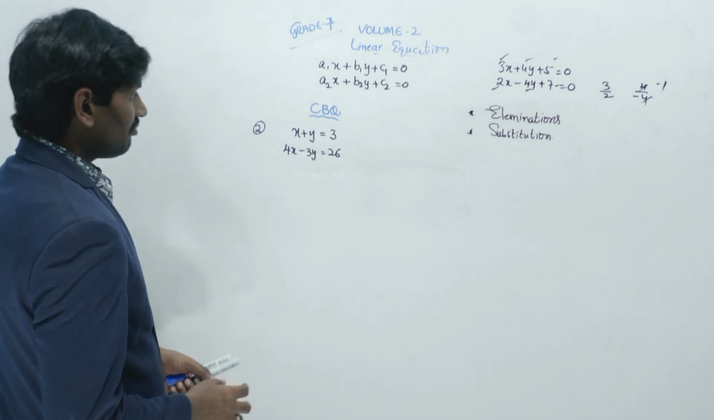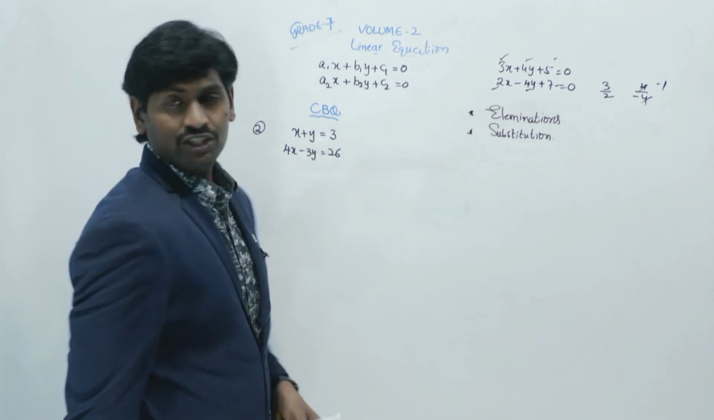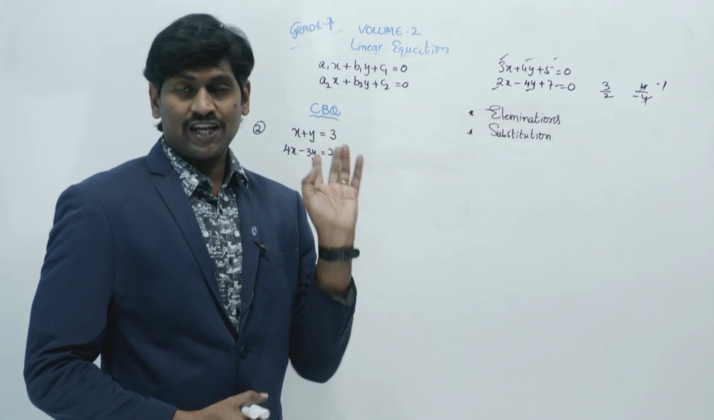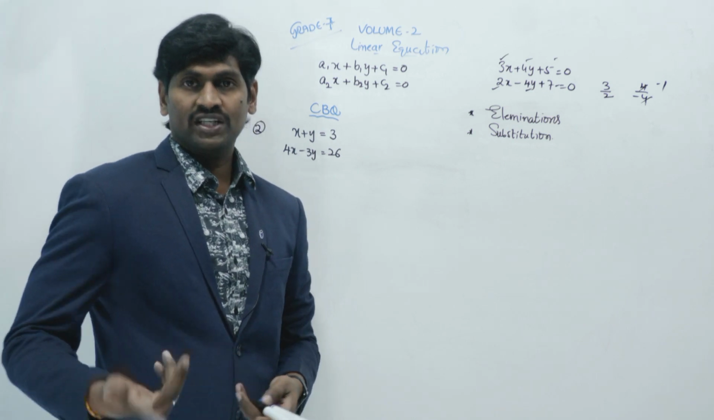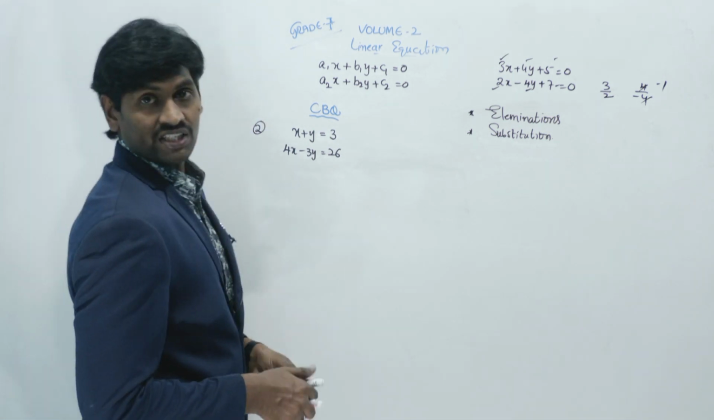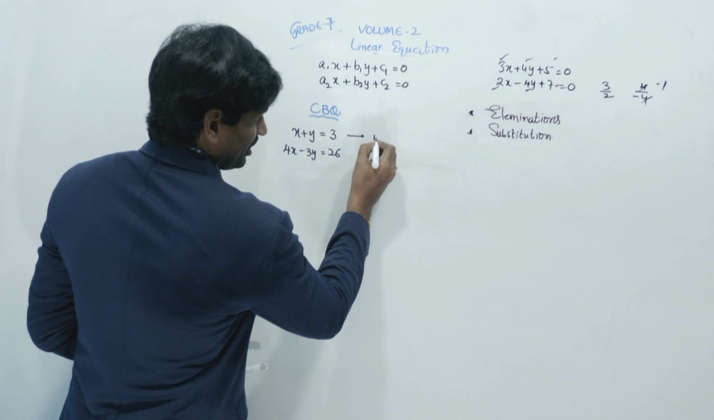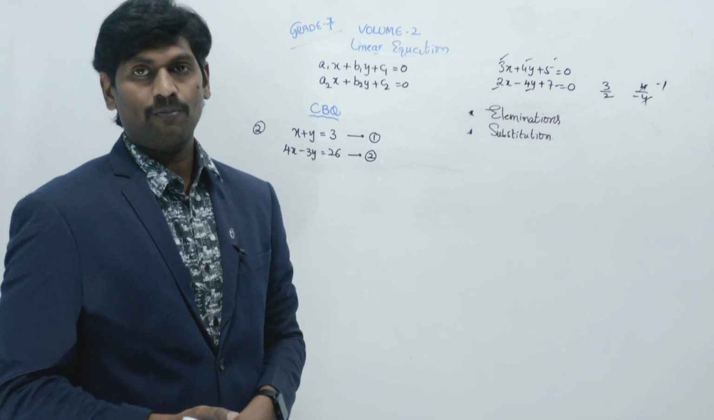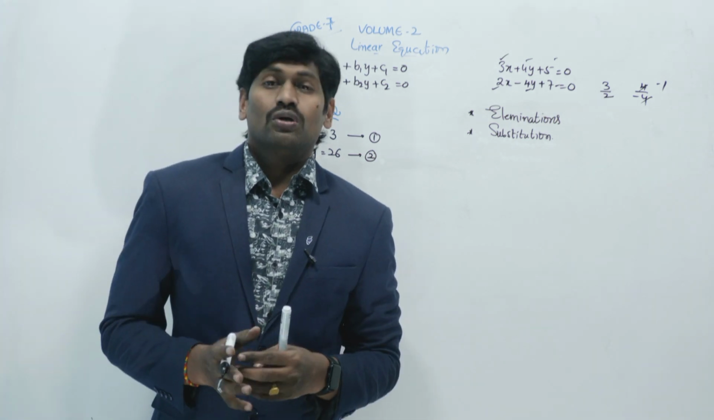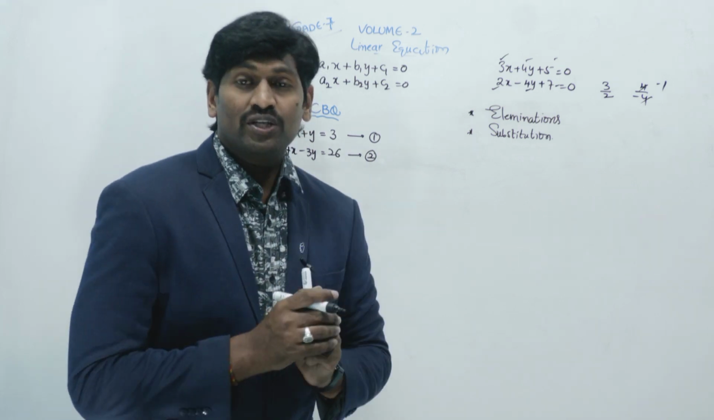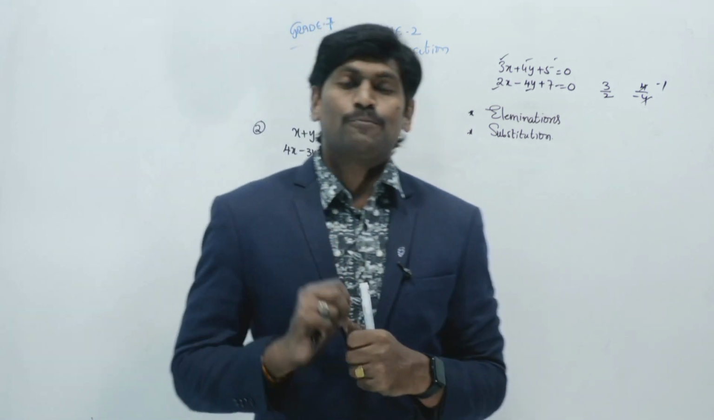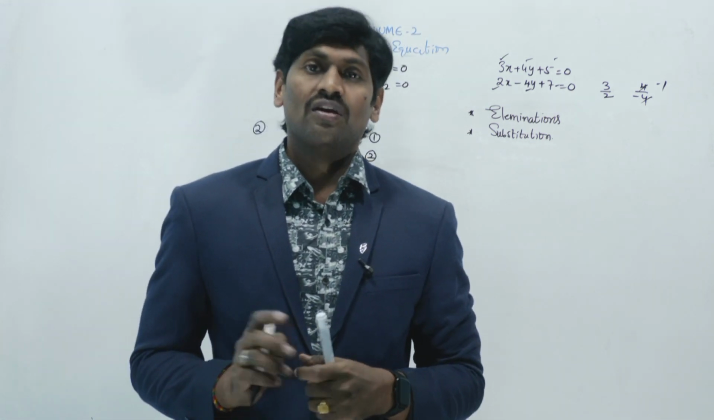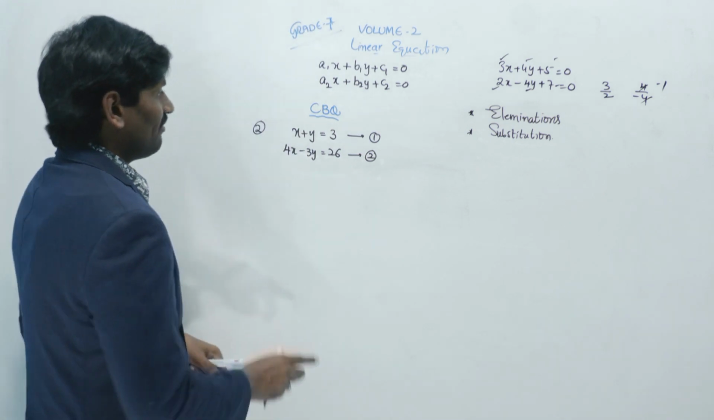We can solve this linear equation in two variables by the elimination method. I am trying to find the value of x by the elimination method. The given equations I am taking as equation 1 and equation 2. To find any unknown value using the elimination method, first we need to choose one of the variables to find. We need to find the value of x.